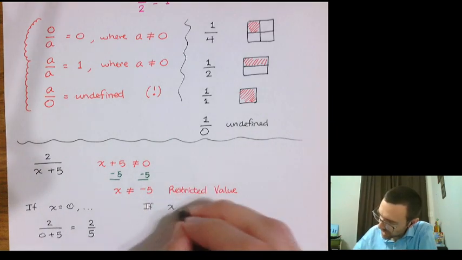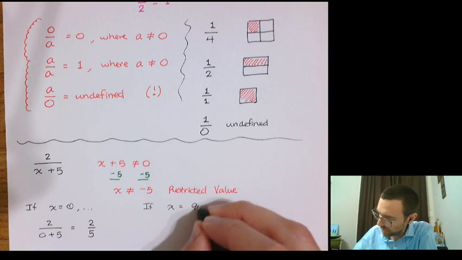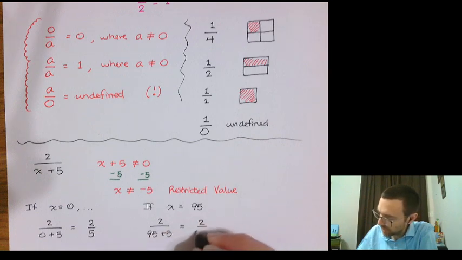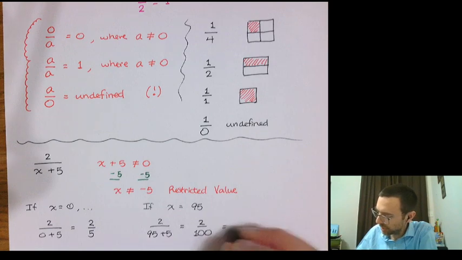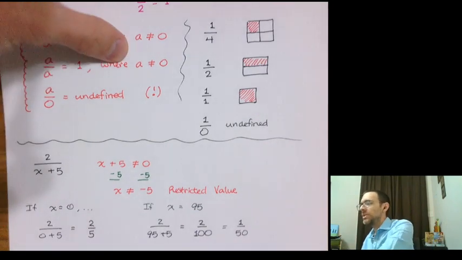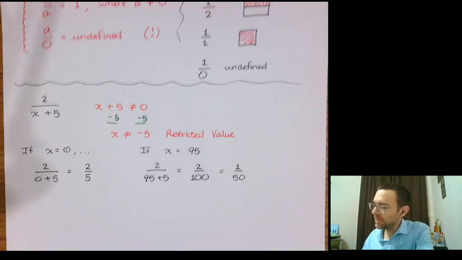If I say x is equal to 95, then we have 2 over 95 plus 5, so that's 2 over 100, and I can't help myself, I've got to simplify this, and that reduces to 1 over 50. So you can plug in any number you want to, but let's see what happens if I plug in negative 5.